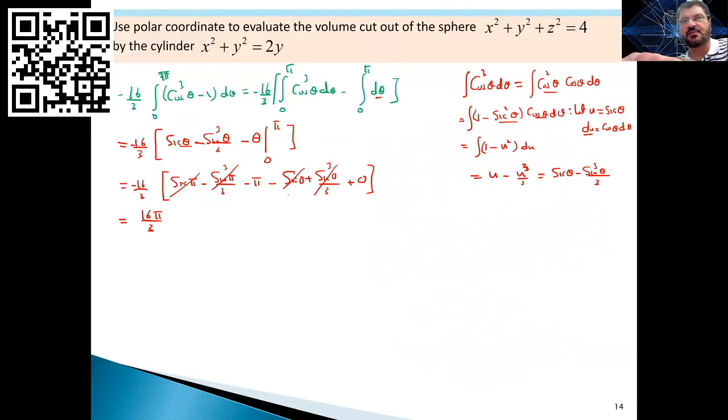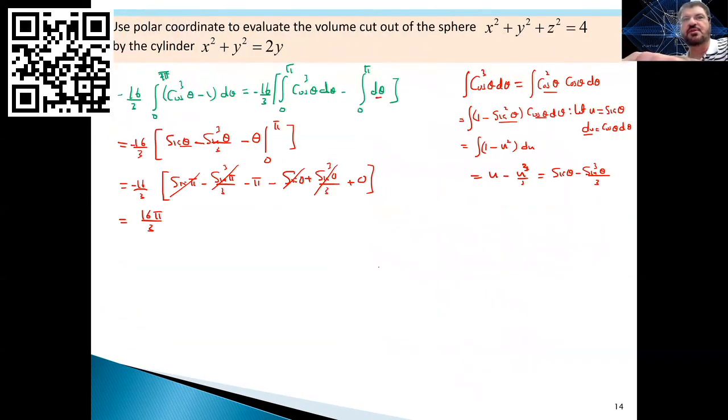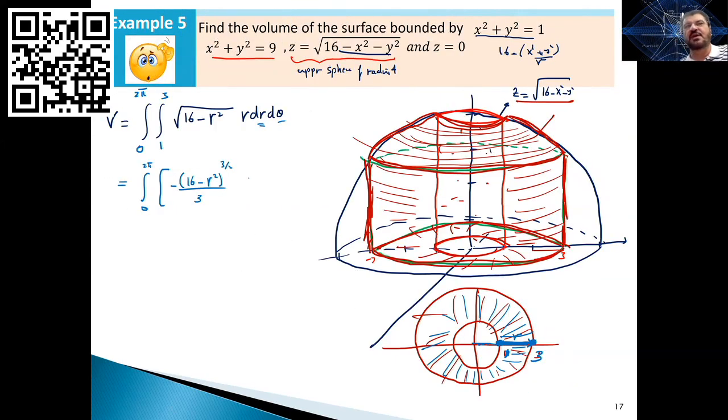Okay, let me go back and see. This is what we got. All right, and yep, this is exactly what you get. So let's use it. Why do we have to do it again? It's already been used. And this is from 1 to 3, and then d theta.